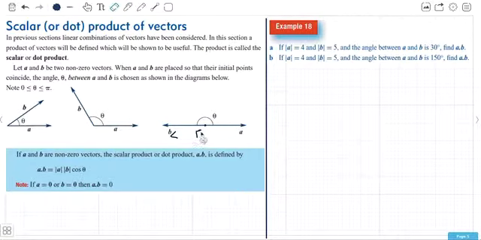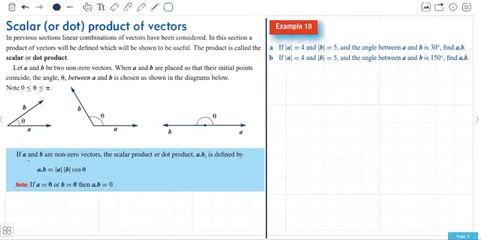So the key result here with the dot product is expressed here. The dot product is given by the magnitude of A times the magnitude of B cos theta. So this is the thing I want you to remember to think about over and over in your head when we think about dot product. A dot B equals magnitude of A times magnitude of B cos theta.